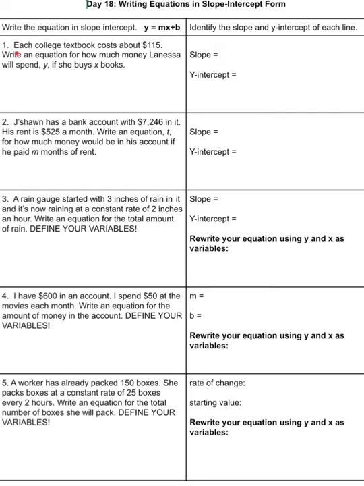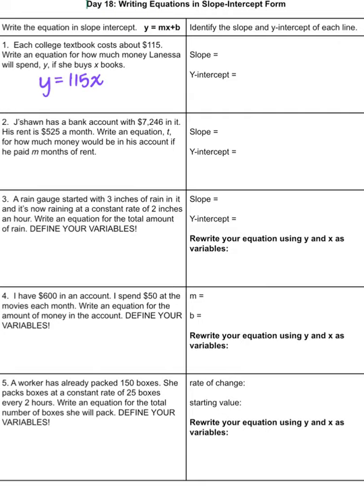All right, so in this first one, we're told each college textbook costs about $115. Write an equation for how much money Lanissa will spend, y, if she buys X books. All right, so y is money. So we're going to start with y as like the total amount of money. We know she is buying X number of books, and we know each of those books costs $115. So that means 115 times X will give us how much money she's going to spend.